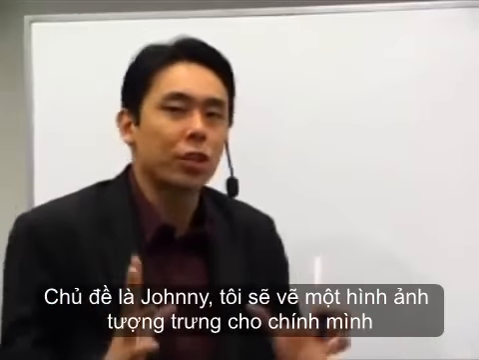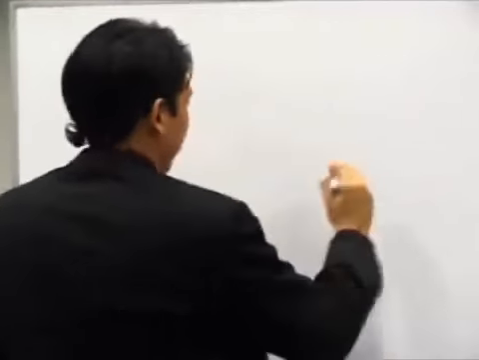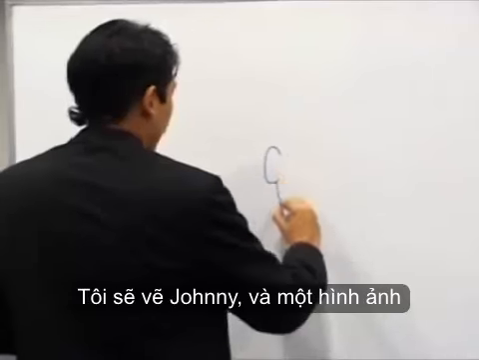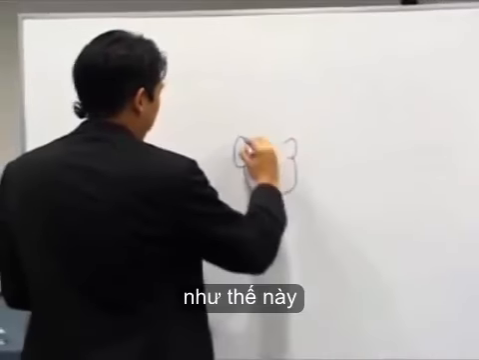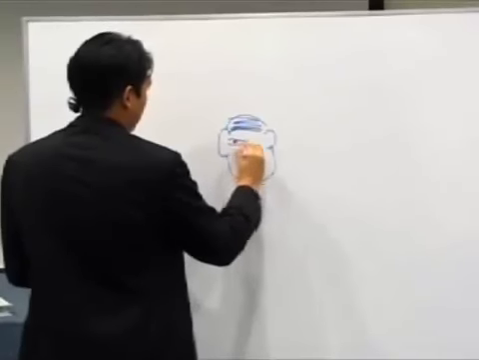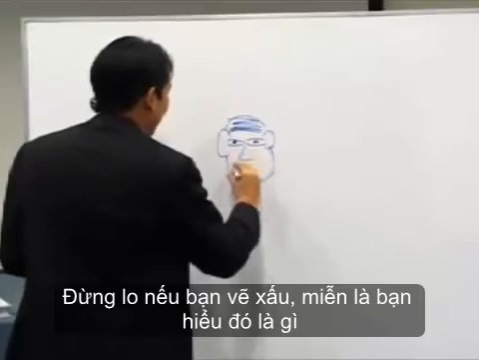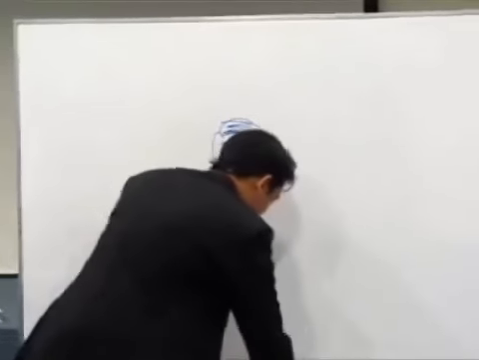So I draw a picture to represent myself. So let's say I imagine I draw a picture of myself. So let's say I'm Johnny, and I'll draw a picture this way. Again, don't worry, your drawing doesn't have to be perfect. As long as you understand it, it's fine. Okay?